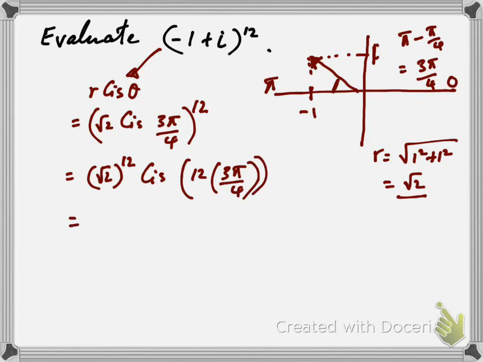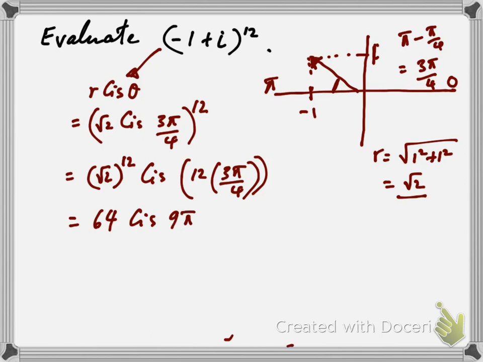And if you want, you can simplify it. 2 to the power half times 12 will be 2 to the power 6, which will give you 64. 64 cis 36 divided by 4 will give you 9 pi.